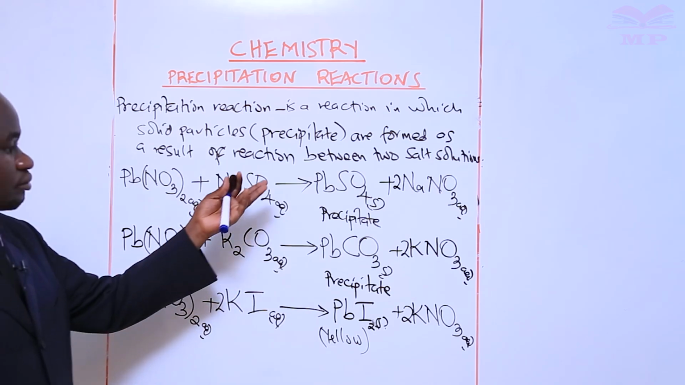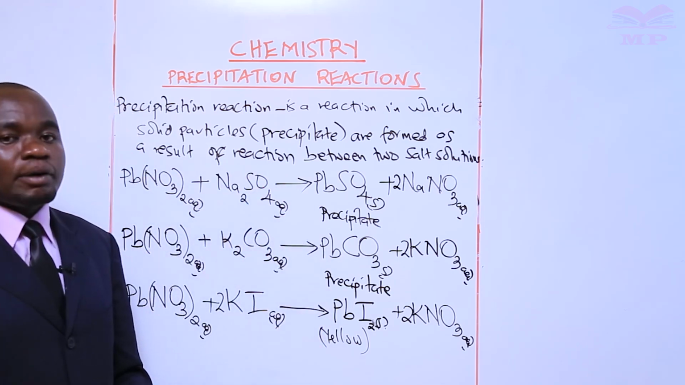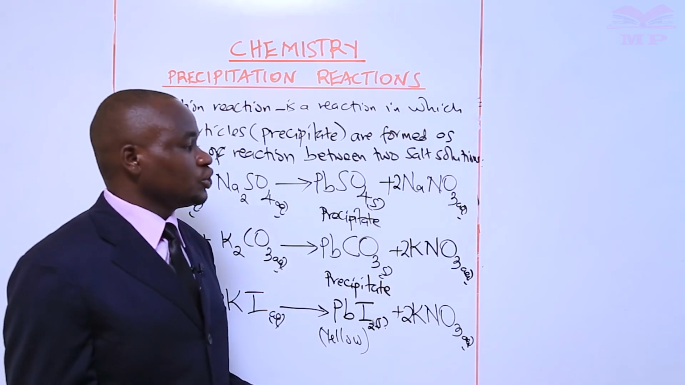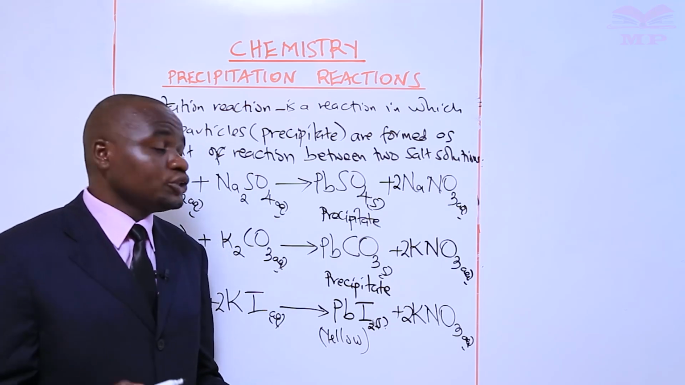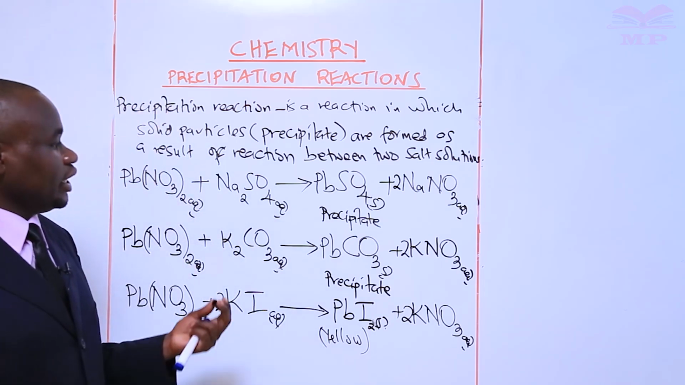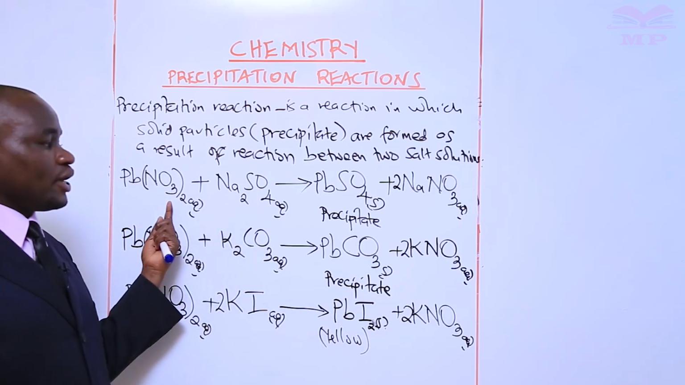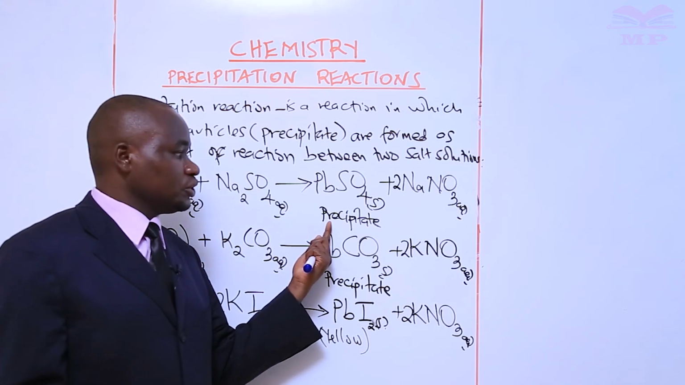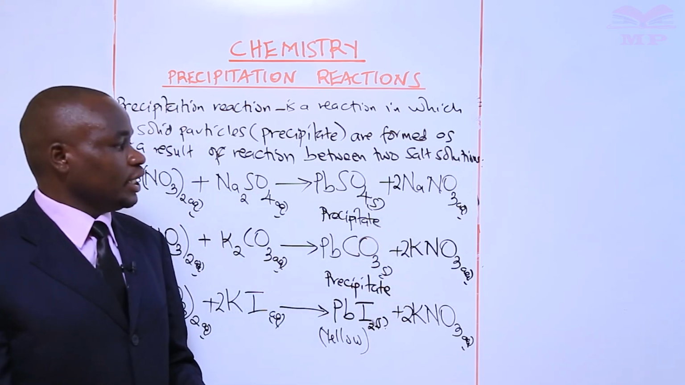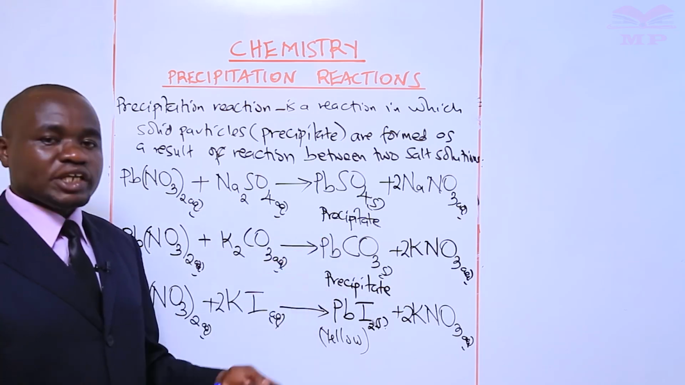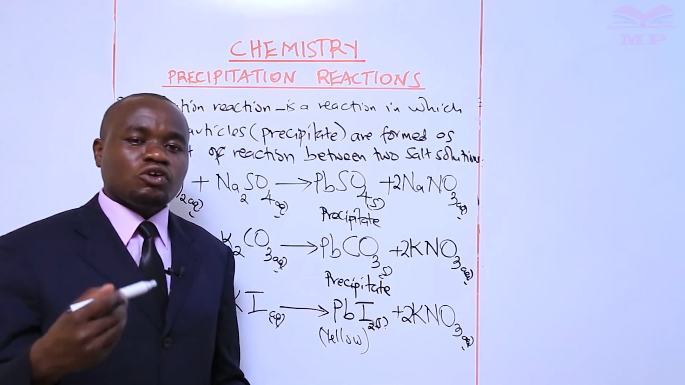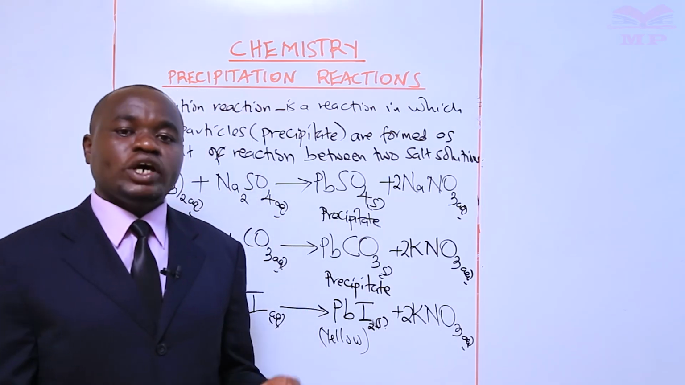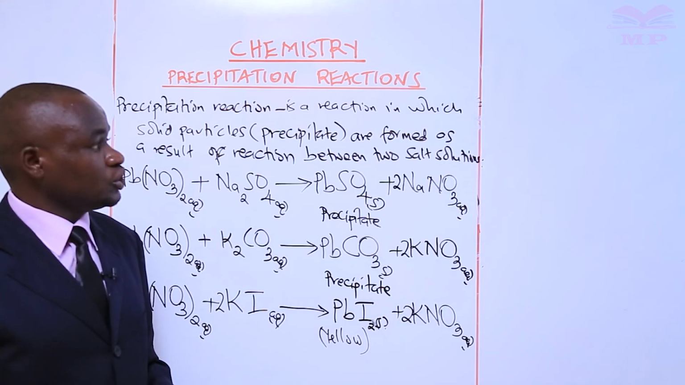Once again, we are saying these are examples of precipitation reactions. And as we have said, during precipitation reactions, salt solutions, and in this case we are talking about soluble salts, react by exchanging their ions, and as a result we get a solid, which is the precipitate, and the other soluble salt. So during the reaction we need to notice that some of the ions do not undergo a change, while others will undergo a change.